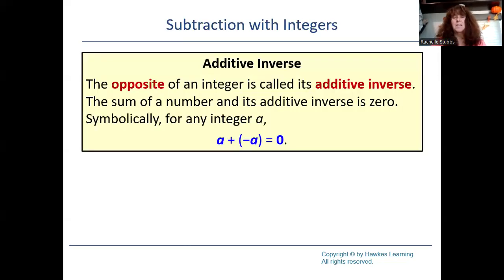The opposite of an integer is called its additive inverse. That's a property you're going to need to know. And the sum of a number and its additive inverse is 0. So a plus its opposite, or a plus its additive inverse, equals 0.